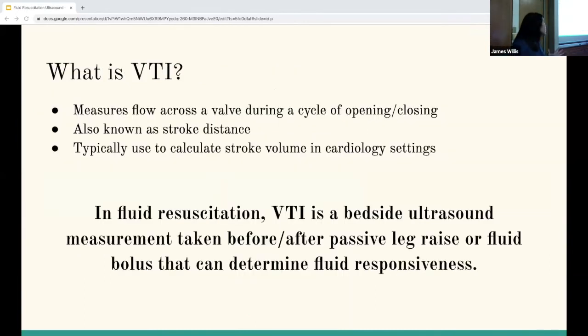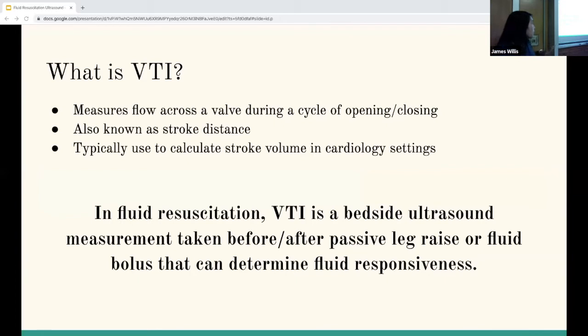So what is VTI? VTI stands for velocity time integral. That's just another fancy name. Basically, it's something that cardiologists tend to look at to figure out stroke distance and stroke volume, and they're looking at basically the blood flow across a valve during a cycle of closing.